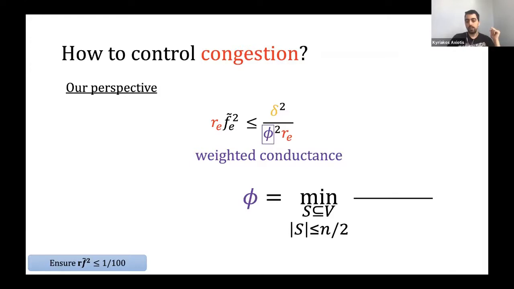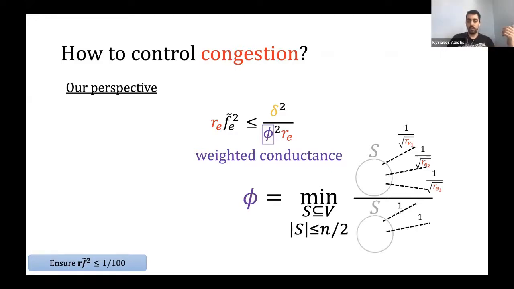phi is the minimum over all cuts of the graph, S. And in the numerator, we have the sum over the edges of the cut of 1 over root resistance. These are the weights. And in the denominator, we have the volume of S, which is the usual thing. So we count once the number of edges in the cut and twice the number of edges inside S.